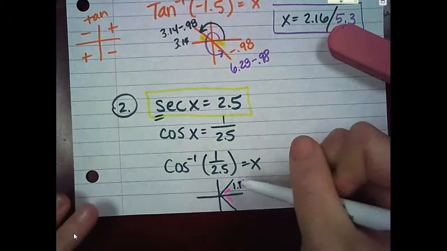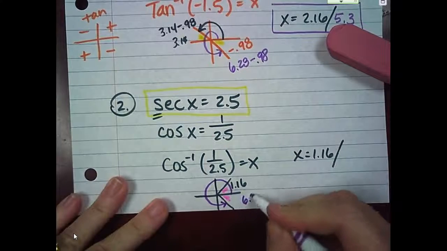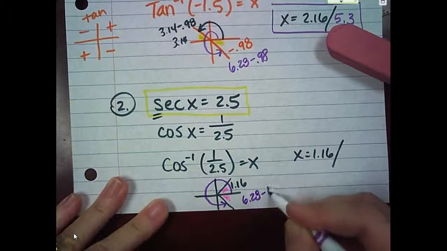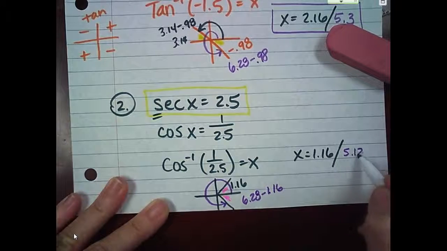I'm going to start at 0 and travel all the way. We're in radians. So you're going to do 6.28 and back up 1.16. So the answer should have been 5.12. Agree?